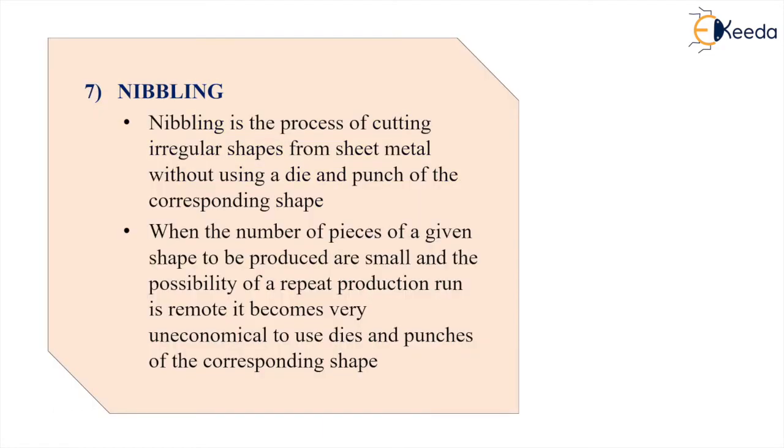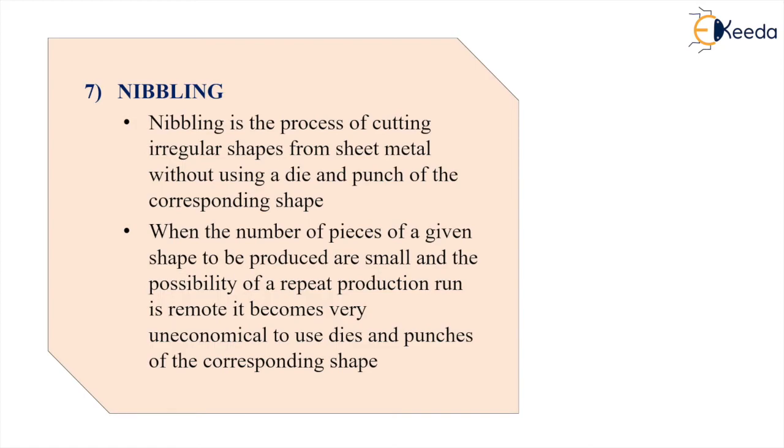If you can see, the nibbling operation is what? Nibbling operation is nothing but the production of one big hole by using many holes. One big hole can be produced by many small holes. These small holes can be produced by using punches. These punches may be of circular or triangular cross section. That is a nibbling process.